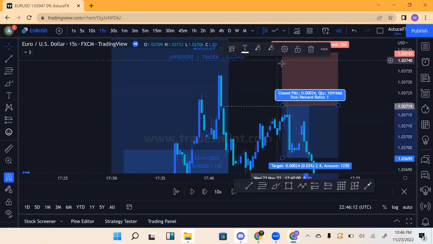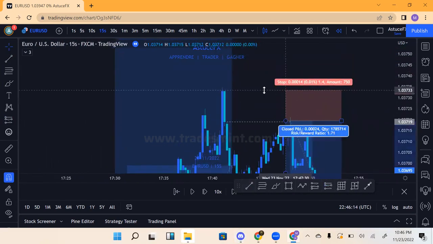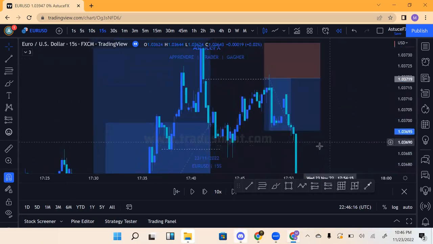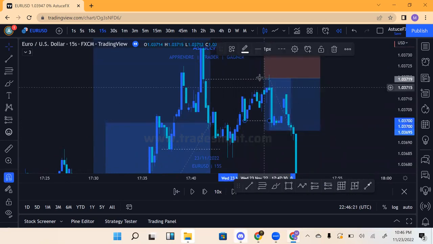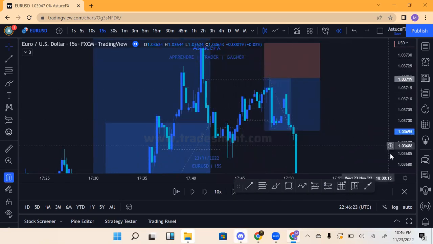This was already the confirmation for the sell. Or if you don't get there, you see price give twice the confirmation. You see price broke this low again at your zone. Price broke the low and pulled back.